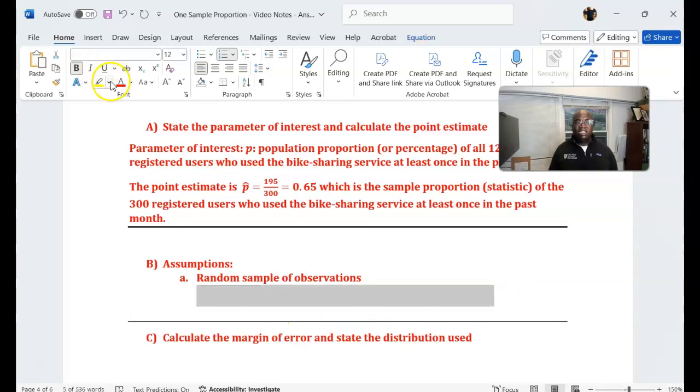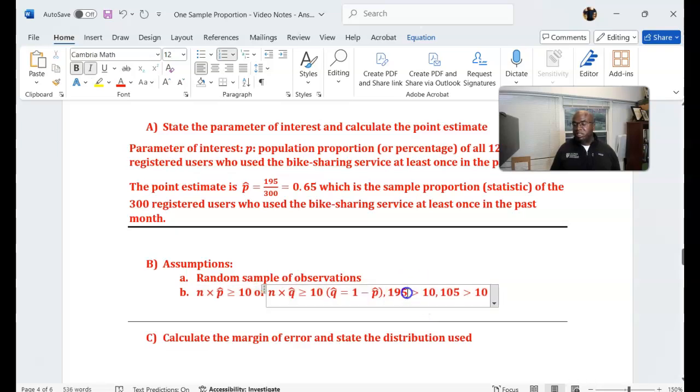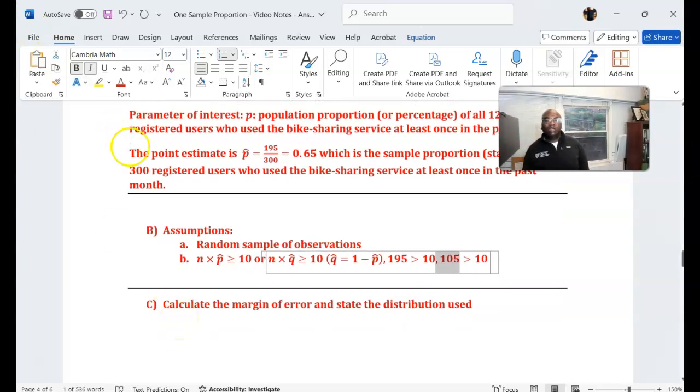And last but not least, we need to have a symmetric distribution of our data. So we need to make sure that n times p hat and n times q hat, where q hat is 1 minus p hat, are greater than 10, so that our distribution is symmetric, or unimodal. 195 and 105 are both greater than 10. Good to go. Now we can do some calculations.